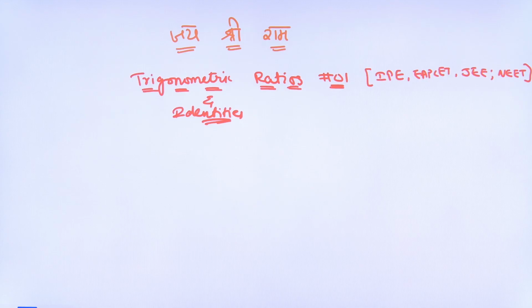Today in this video, we are going to start the new chapter, trigonometric ratios and identities. This is our first class. This first class will be useful for everyone, IPM, SET, JW, as well as for new students, who can use this in their physics. Okay students, let us start our journey now. We'll start with the formulas and some basic problems today.